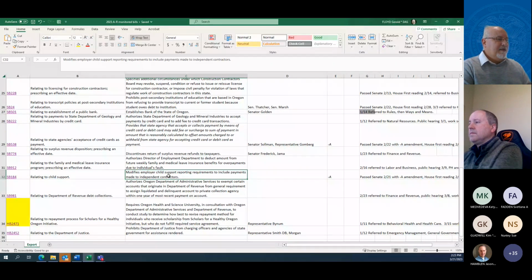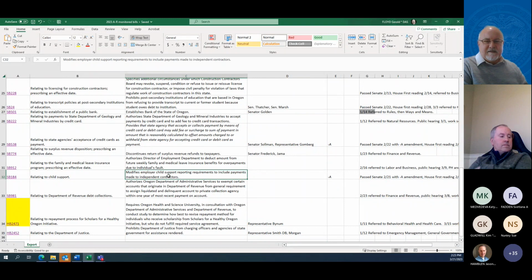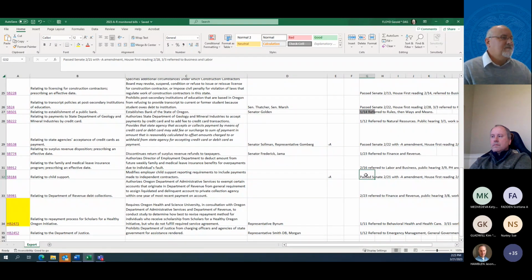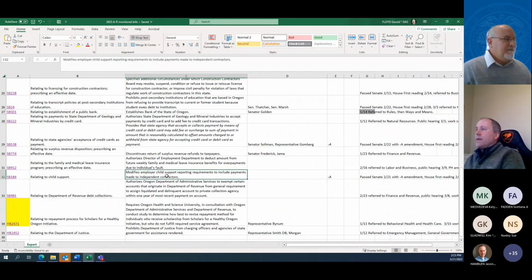So I know that creates a unique situation for state agencies, that you now have to have your procurement and your HR folks working together to make sure that independent contractors get to the HR folks to be able to get added to this list of reports that are submitted. But that has passed the Senate and has been referred to Business and Labor on the House side. I would suspect that, given that it is a child support benefit, I do not see why this would not pass in some form.